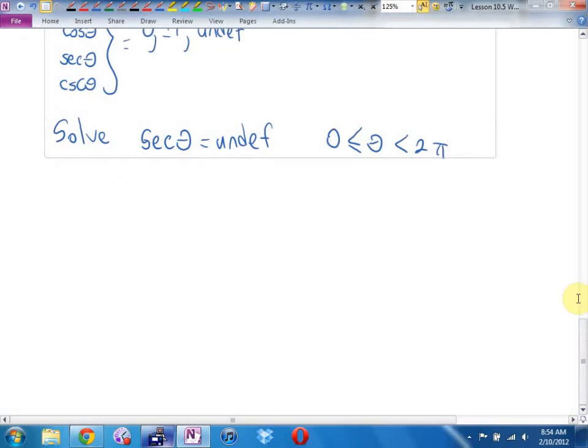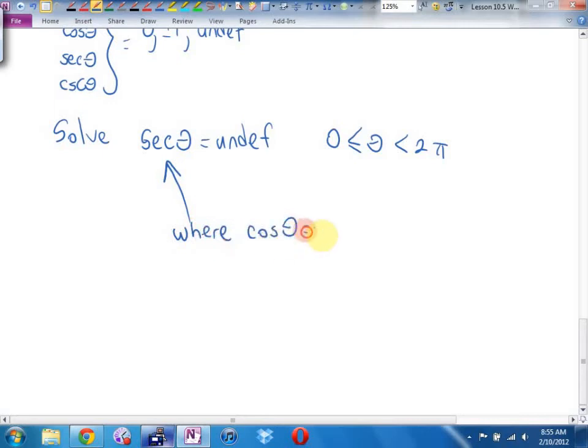Where is secant undefined? Well, what does secant go with? Cosine. Okay. Where would secant be undefined when cosine was what? What gave us asymptotes? Okay. Where cos theta equals 0. Now we had several ways we could do this.